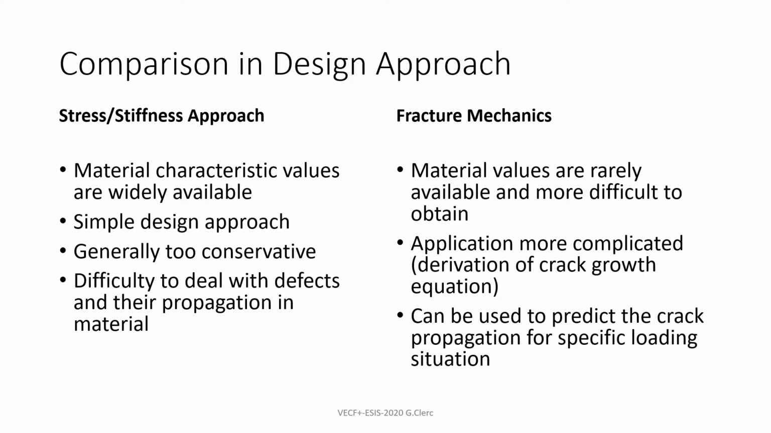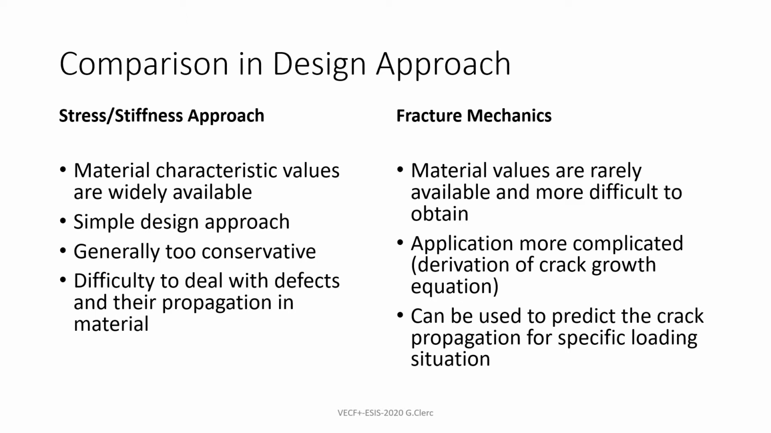But first, let's discuss the advantages and disadvantages of fracture mechanics and the stress-stiffness approach. For a stress-stiffness approach, we have material characteristic values which are widely available. It's a simple design approach, but it's generally too conservative. And also, there is difficulty with the stress-stiffness approach in dealing with defects in the material and their propagation, for example, a crack.